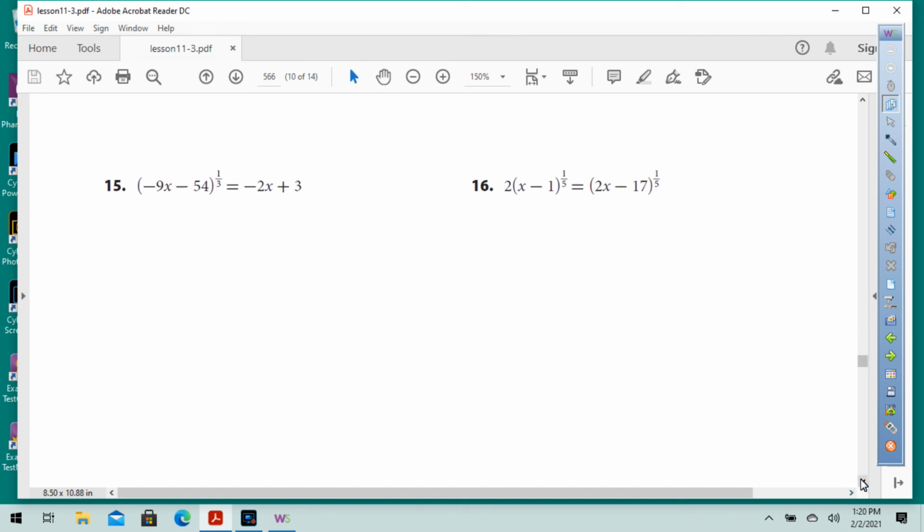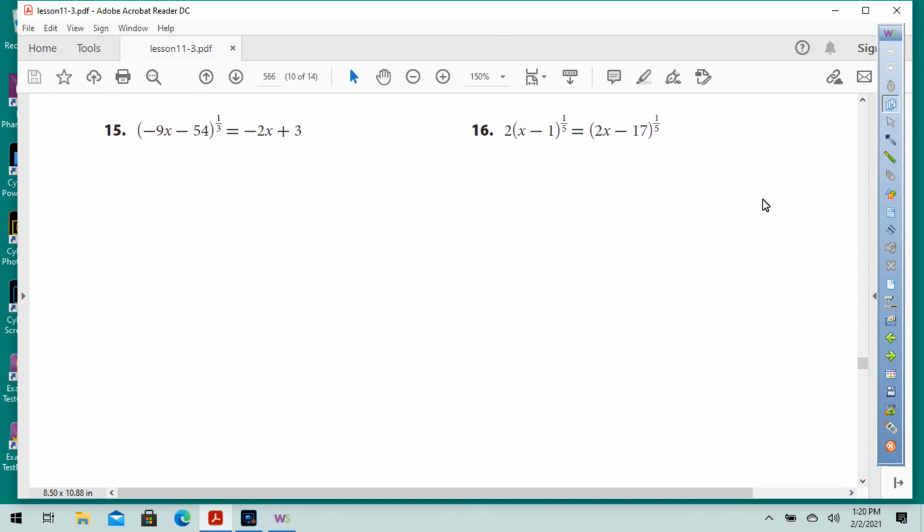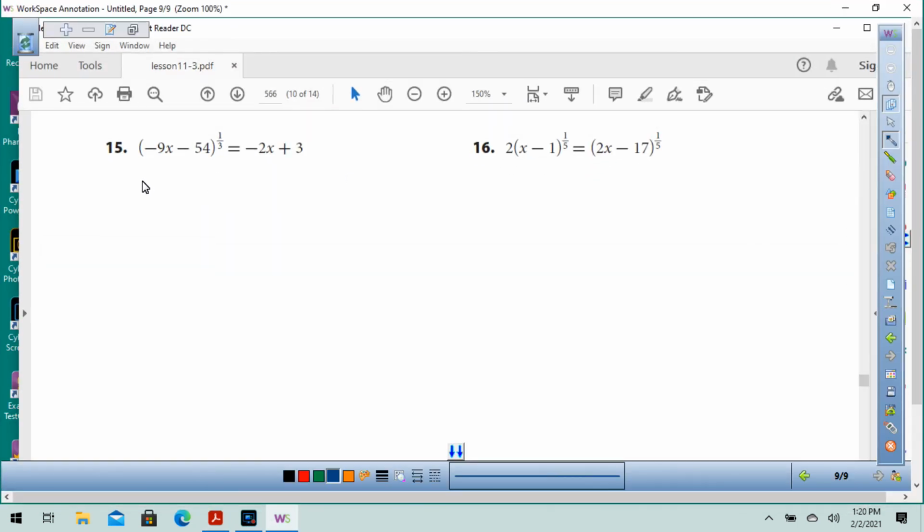Number 15. Show your work. And the only solution is x equals 3. And here, again, show your work, x equals 1/2. Okay?